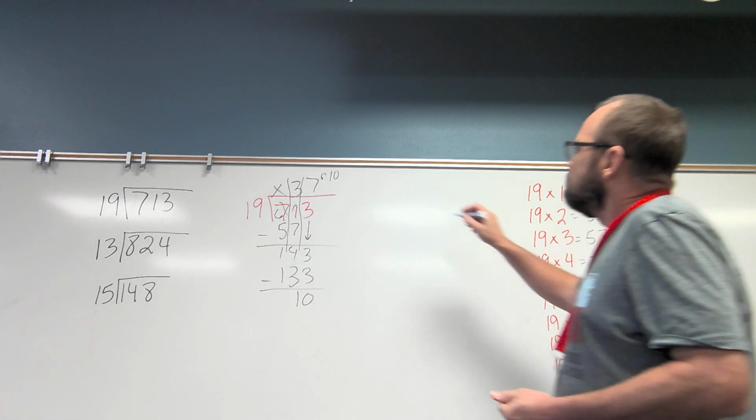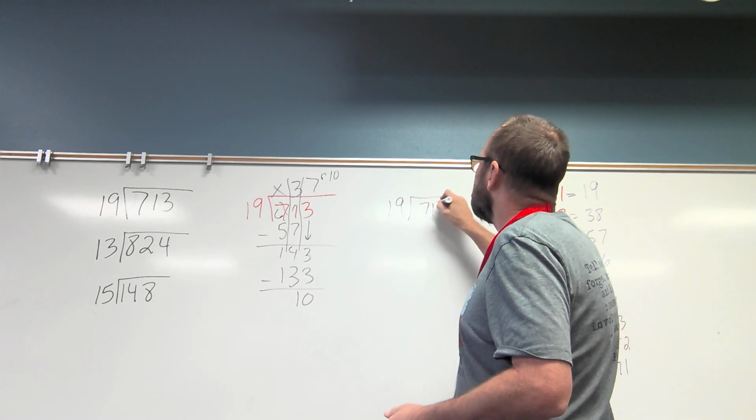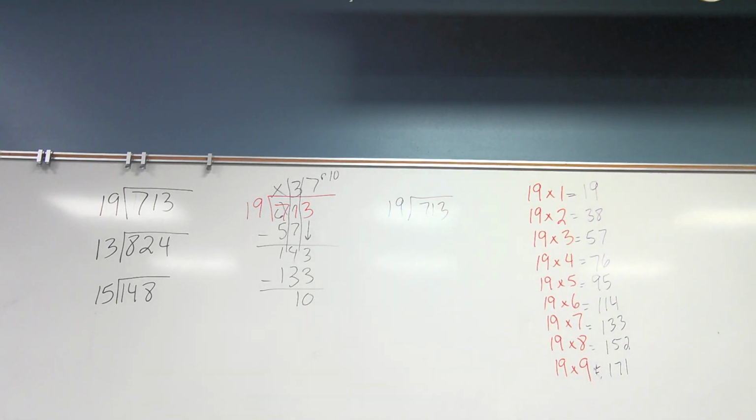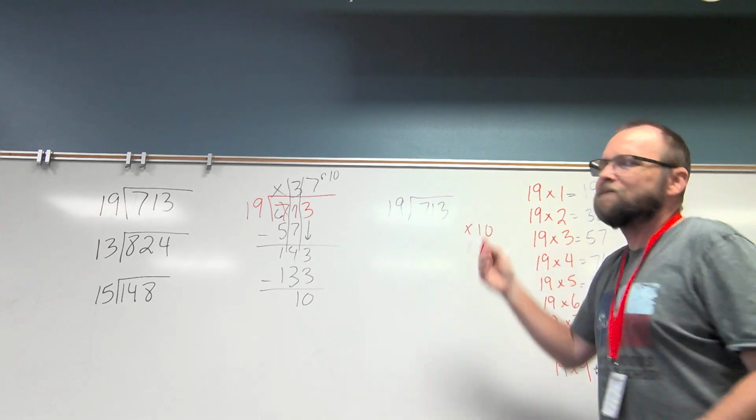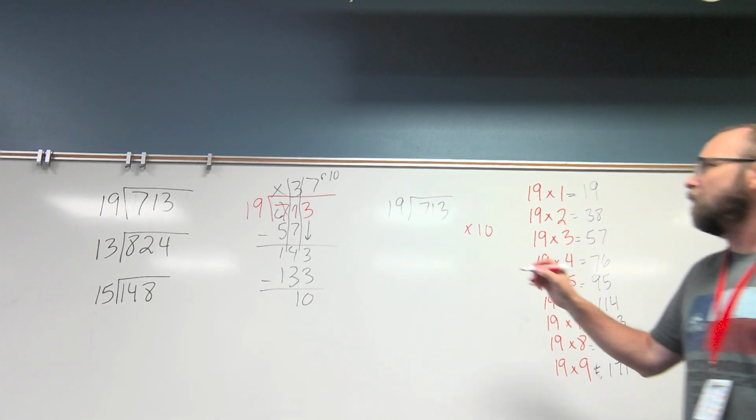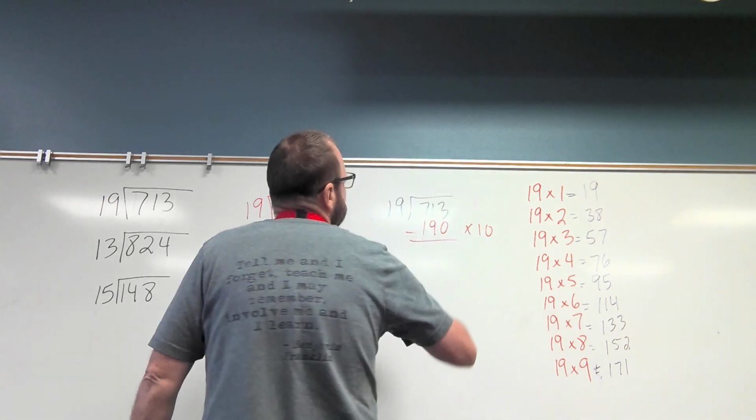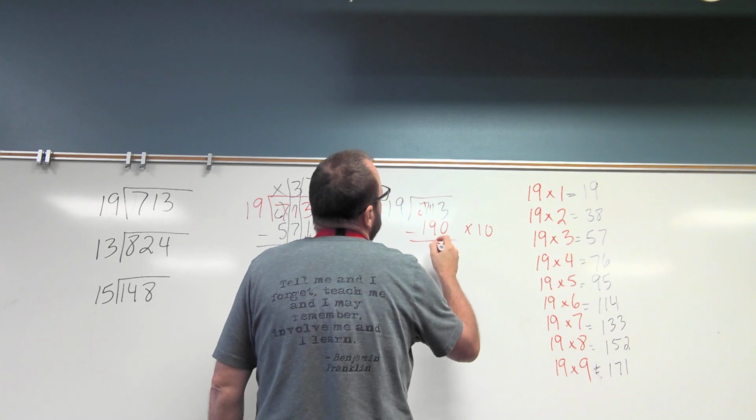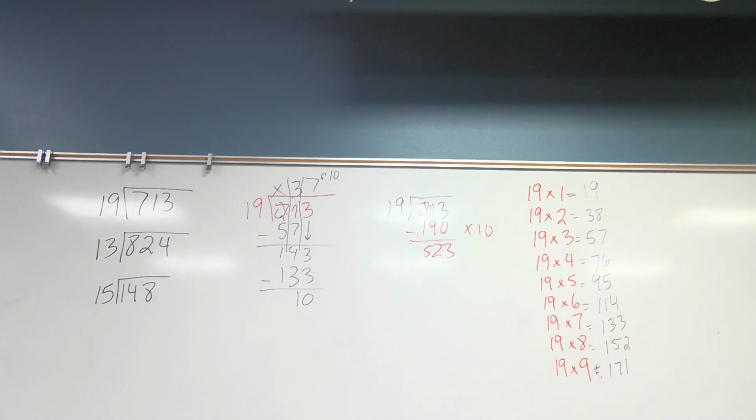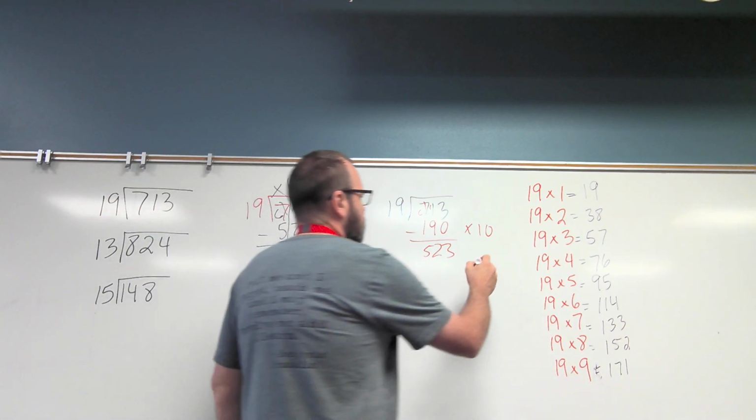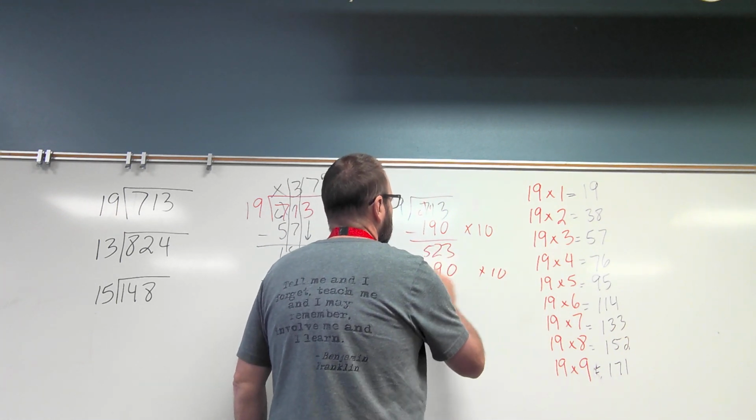So I have 713 as my dividend, 19 as my divisor, and I'm going to do this in bigger chunks. So let's say 19 times 10, because I can do 19 times 10 in my head. What is 19 times 10? 190. And I subtract, and I get 523. If I'm doing my math right, keep an eye on me now. And I can do 19 times 10 again, which I know is 190.